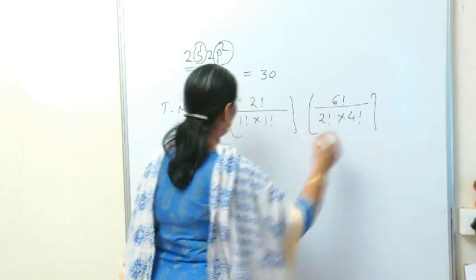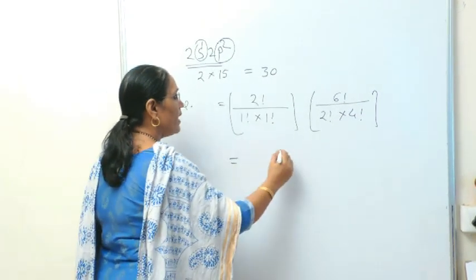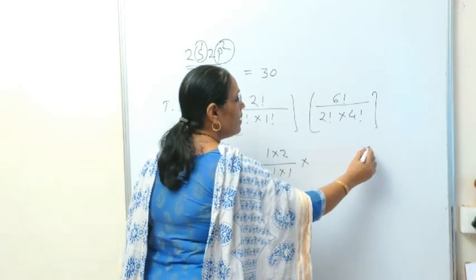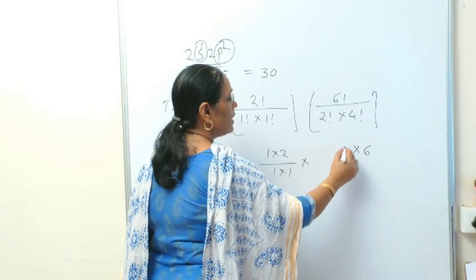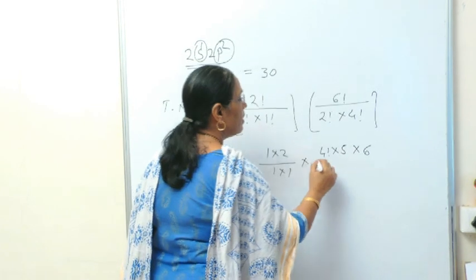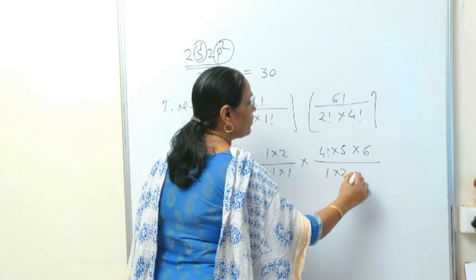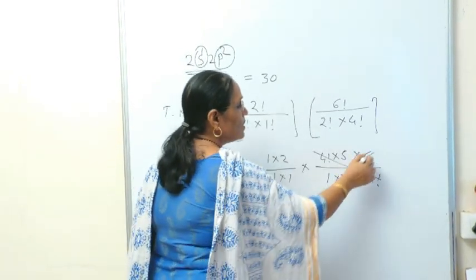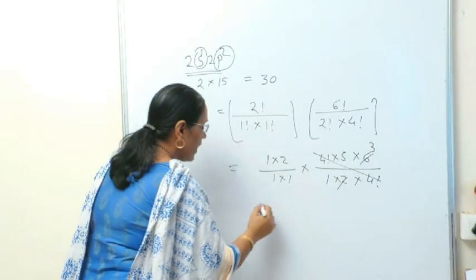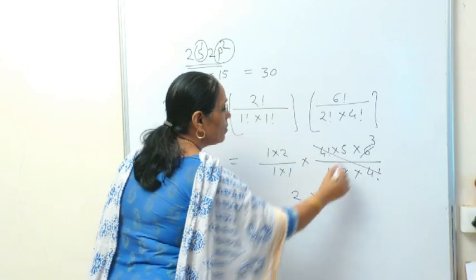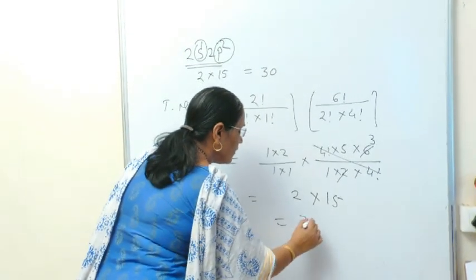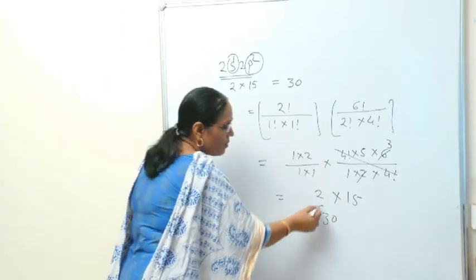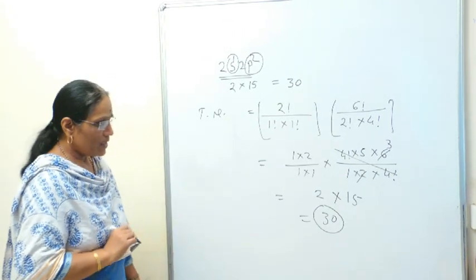4 factorial. So by solving this equation, here we will get 2 into 1 by 1 into 1, into 6 factorial, which can be converted into 6 into 5 into 4 factorial, by 2 into 1 into 4 factorial. So 4 factorial will get cancelled, 6 by 2 will be 3. So the final answer is 2 into 15, that is 30. So for nS1 nP2 configuration, the total number of microstates we have calculated is 30.